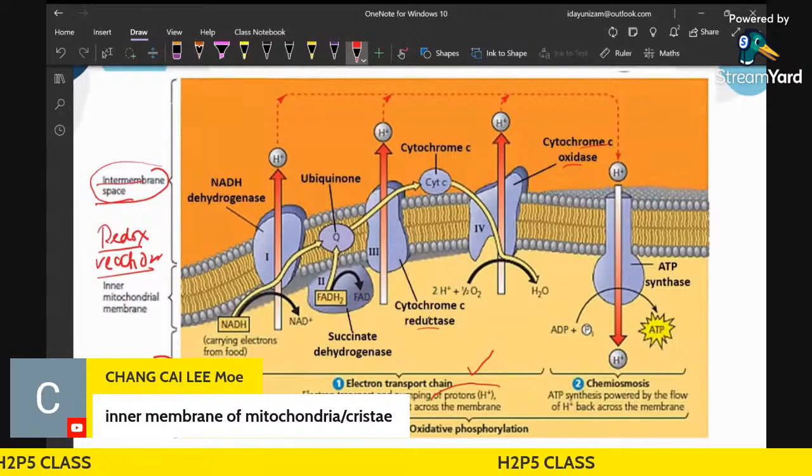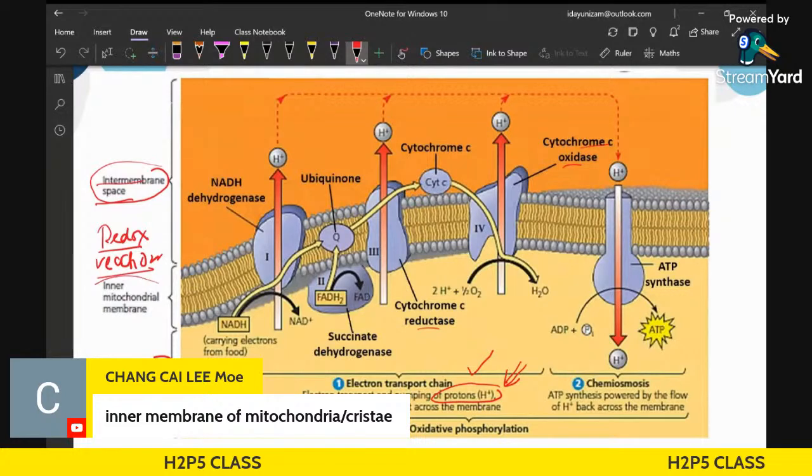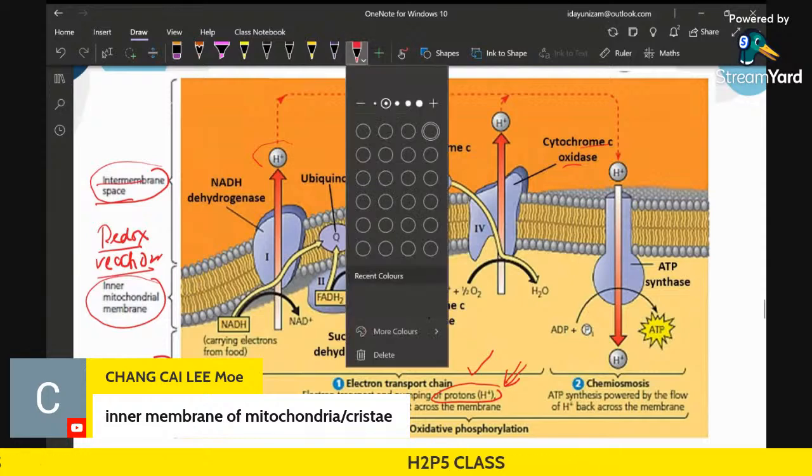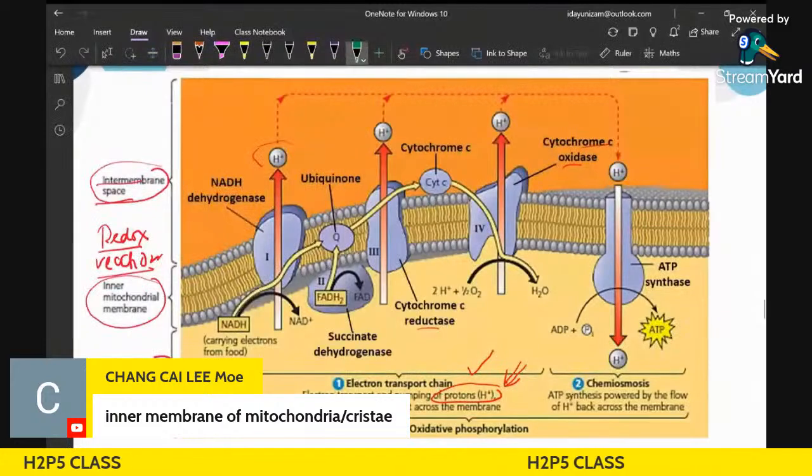Here you will bring the concept, class: when you mention electron, you are involving the role of the proton, the H plus itself, between these electron carriers on the inner membrane of the mitochondria and the intermembrane space. That's why I want you to get familiar with this diagram, class. This diagram is very important for you to understand the process of the ETC. In the intermembrane space you can see the H plus.